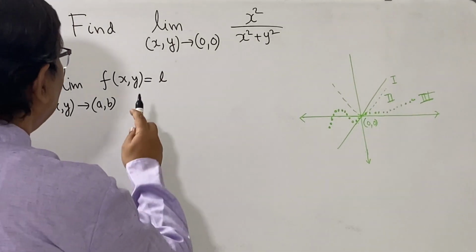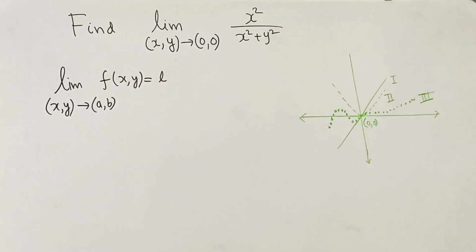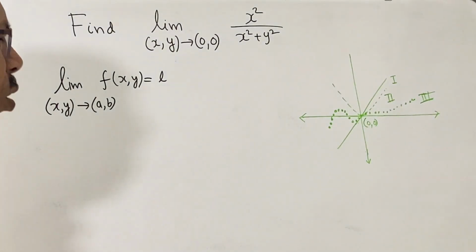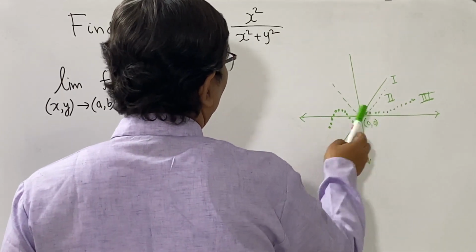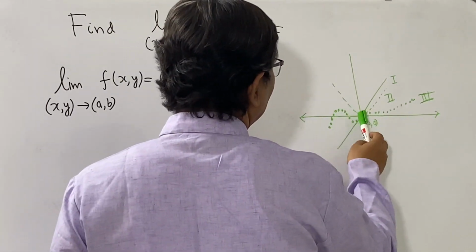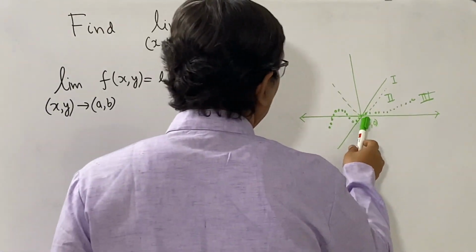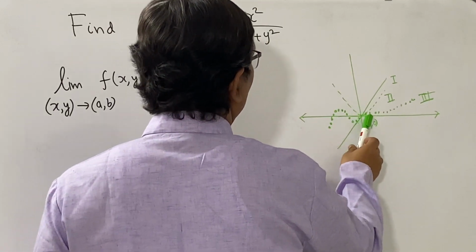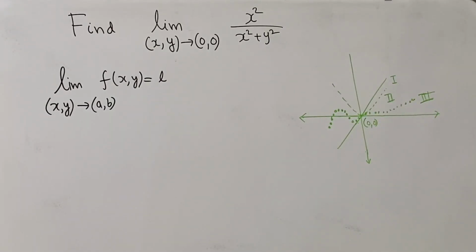Now, if a double limit exists, then no matter what path you follow to reach the point (a, b), the limit should be equal to L. That's a very interesting property. So suppose we are trying to find the limit of a function at the point (0, 0). No matter what path we take to reach the point (0, 0), as (x, y) becomes close to (0, 0), the value of f(x, y) should be close to L, and that should not depend on the path. That's a very important result that we need to know.